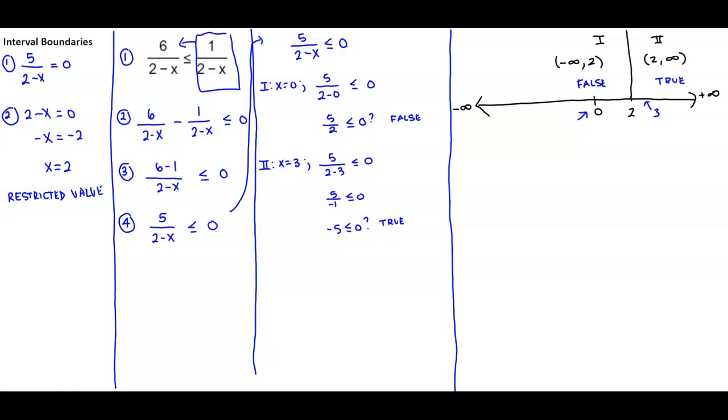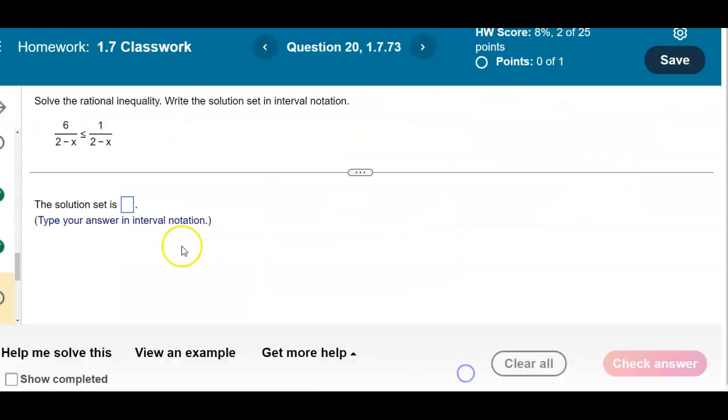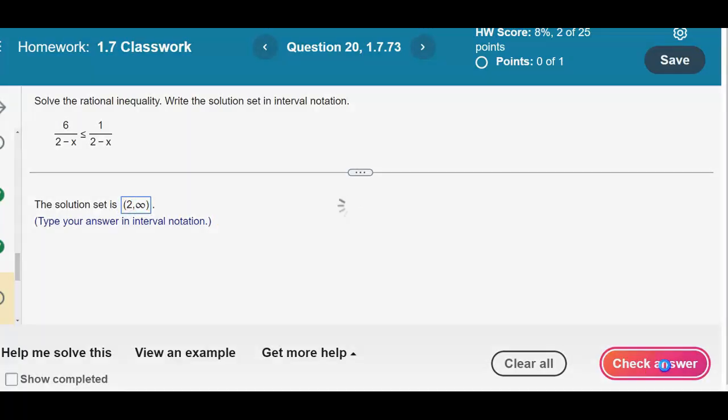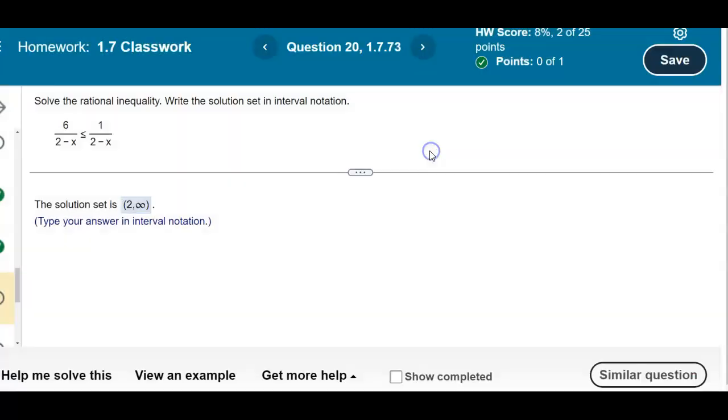Okay, so now even though we have a less than or equal to, the value of 2 is a restricted value. So it has to still contain the parenthesis, 2, comma, infinity, and therefore that is going to be the solution. So let's go ahead and plug that in. We have parenthesis 2, comma, infinity with the parenthesis. Check our answer, and there is our result.